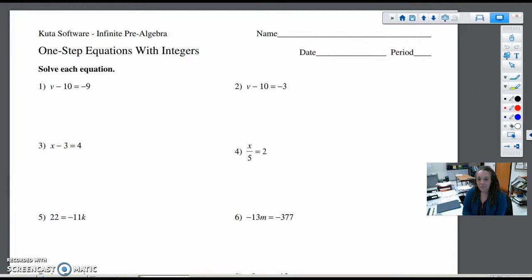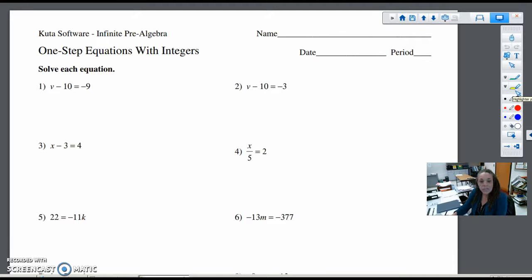This one is for algebra. This should be about the 4th page in your packet if you're following along in class. If you're just online looking for extra help in how to solve one-step equations, hopefully this video can help you do a little bit better. So I'm going to jump right into this. This is taken from Kuta Software Online. You can Google Kuta Software, you will find this, and under one-step equations with integers in the algebra or pre-algebra section. Okay, number 1 is v minus 10 is equal to negative 9.